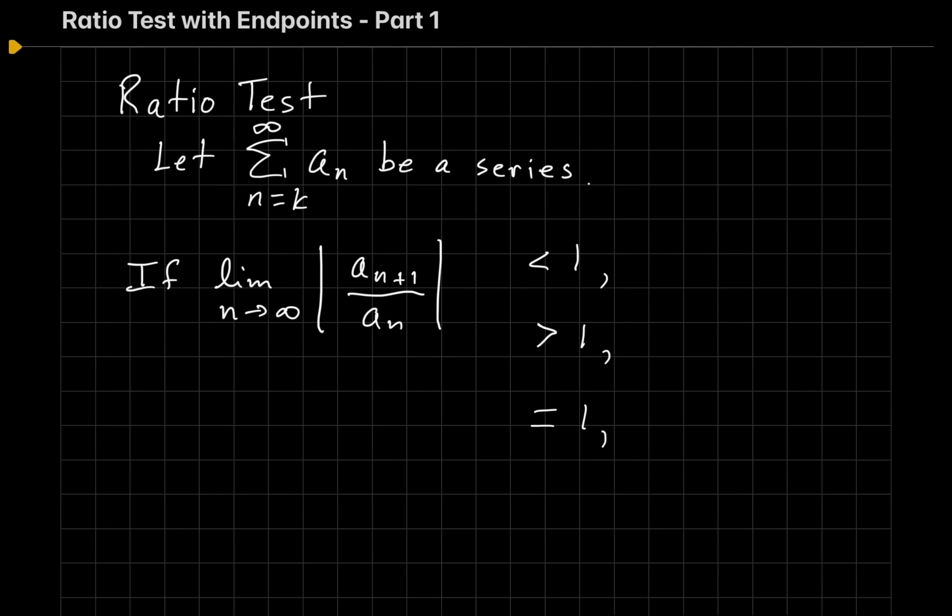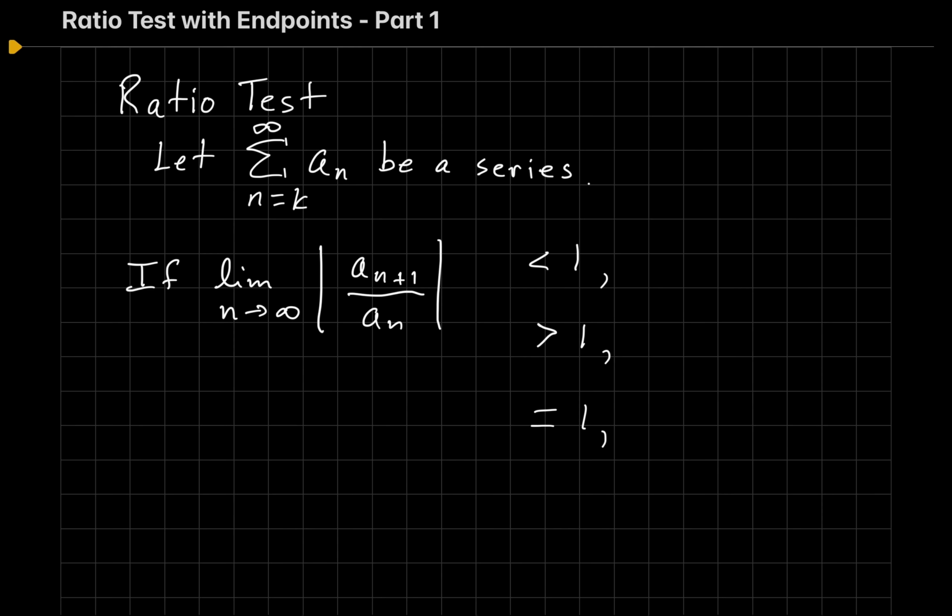The ratio test with endpoints, part 1. In earlier videos, we looked at the ratio test, how to use it. We found a radius and interval of convergence, but we never tested the endpoints. In this video, we will do the same thing as we did in the previous videos, but we will also test endpoints.